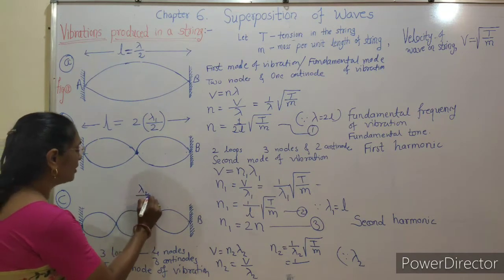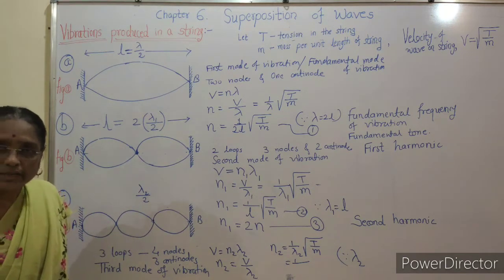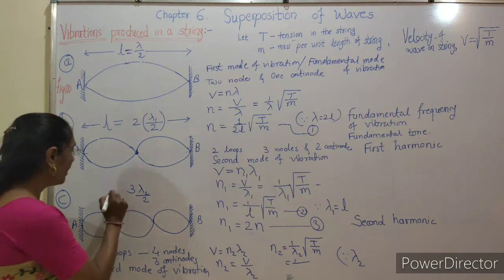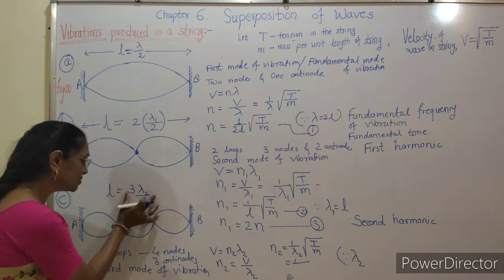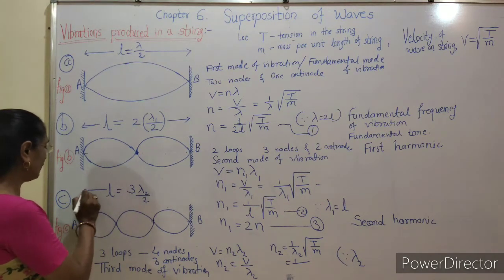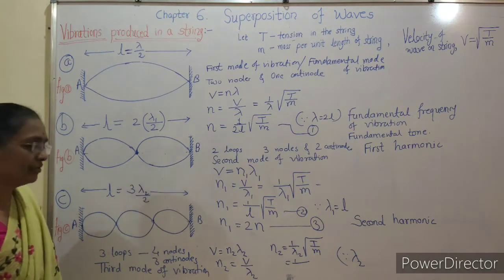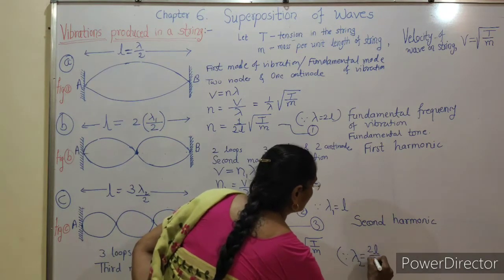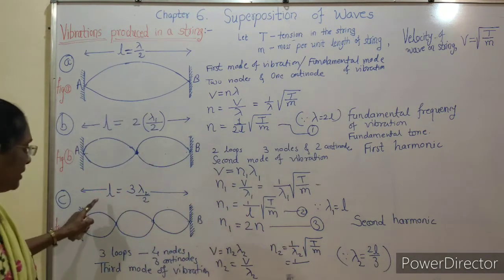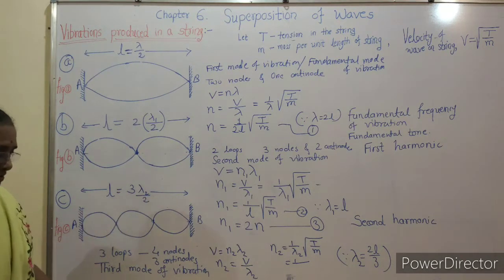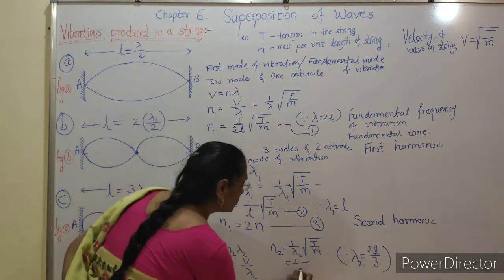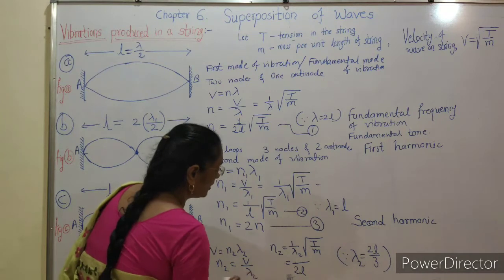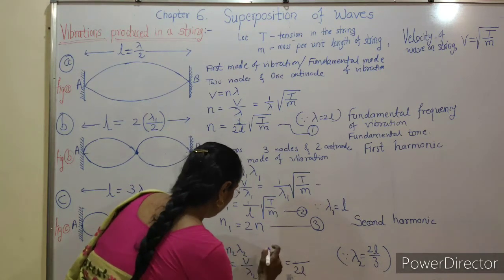Then lambda 2 by 2 is the length of one loop, but 3 loops are there, therefore we write 3 into lambda 2 by 2, and this length of 3 loops is equal to the length of the string. Then lambda 2 can be equal to twice L upon 3. If we substitute for lambda 2, it is twice L by 3. The 3 can be written in the numerator. Here we adjust the relation.